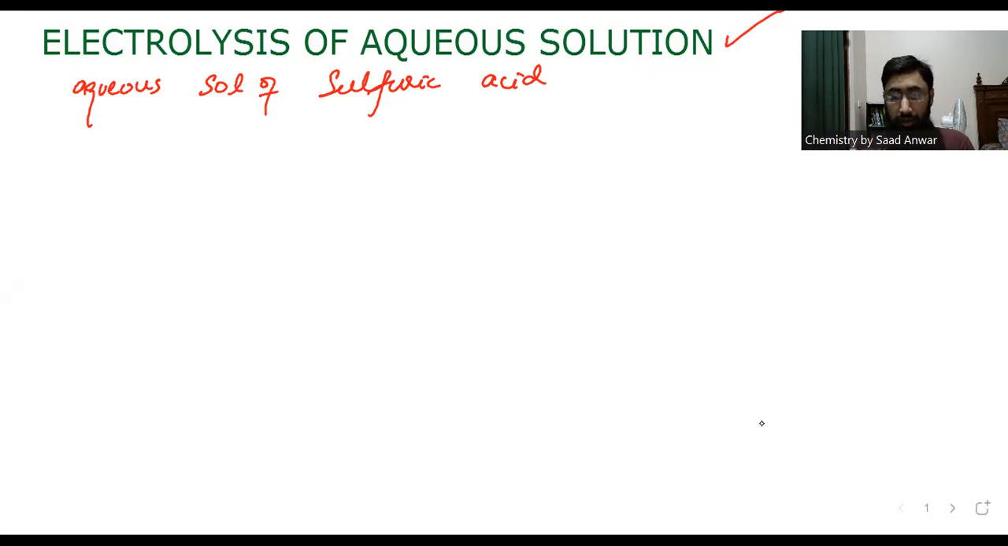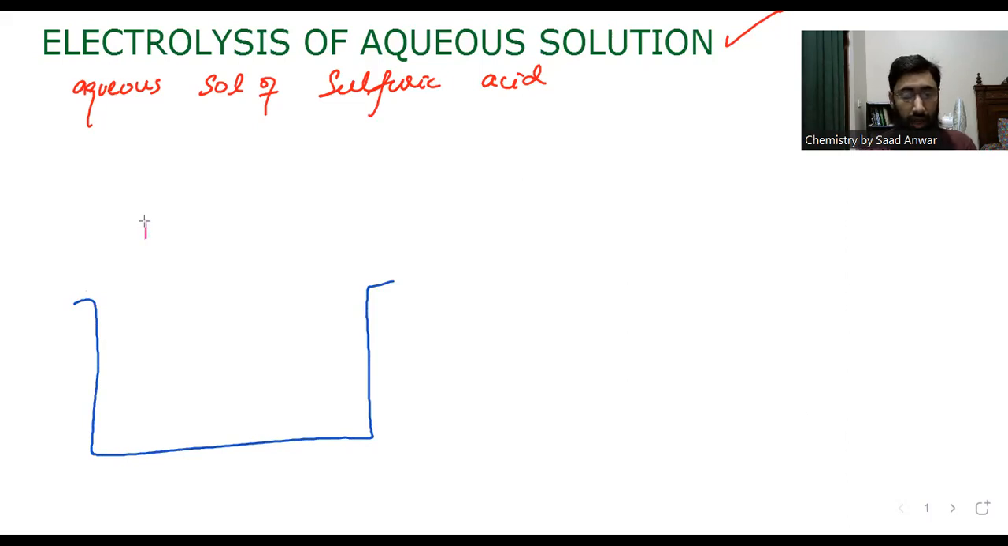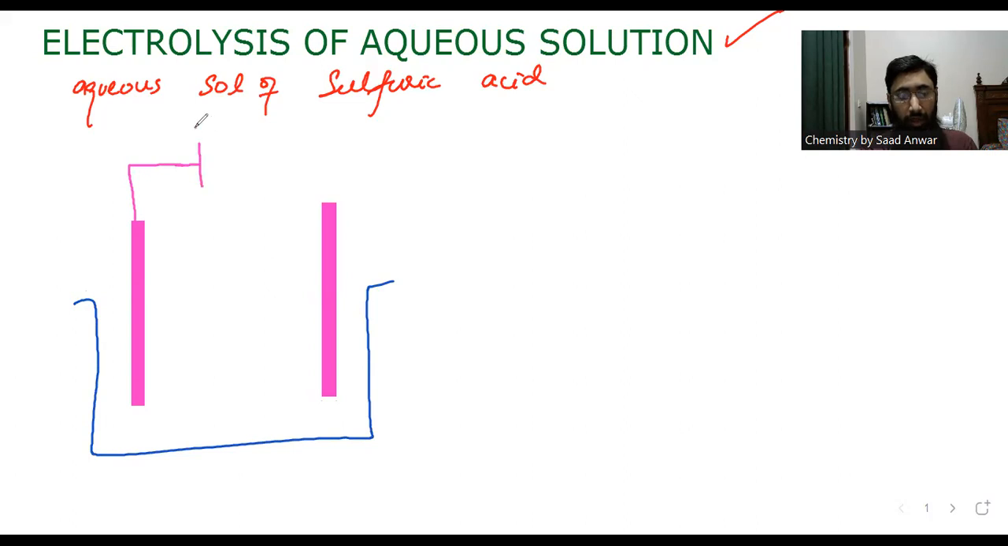Just imagine this is an electrolytic cell, and this electrolytic cell has one electrode here and one electrode here. These two electrodes are connected with the battery. The battery has two terminals: one is the positive terminal and the other is the negative terminal. This one is the negative terminal.